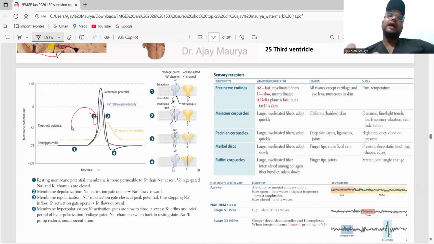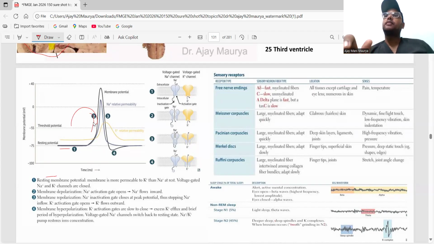As you know, this is the resting position, so there is no change in membrane potential here. The membrane is more permeable. This is the resting potential. Then this is the contraction stage, which means there is a depolarization.